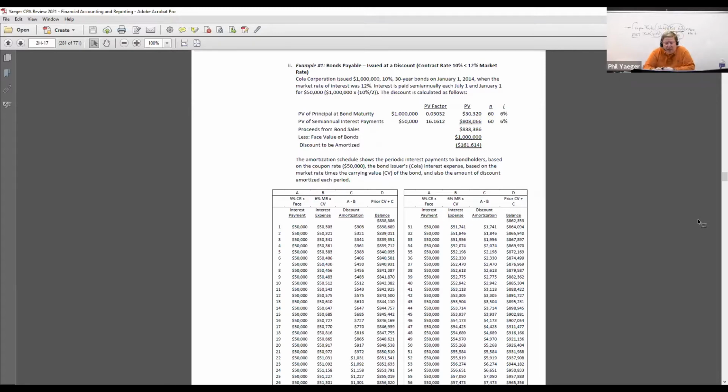Now, what is the factor 16.1612? It's obviously a present value factor, but how did I get that 16.1612? Someone tell me. That's the present value of an ordinary annuity. Not a lump sum amount, that would be the $1 million. I said ordinary annuity. The present value of an ordinary annuity for how many periods? 60. 30 years, semi-annually, 60 periods.